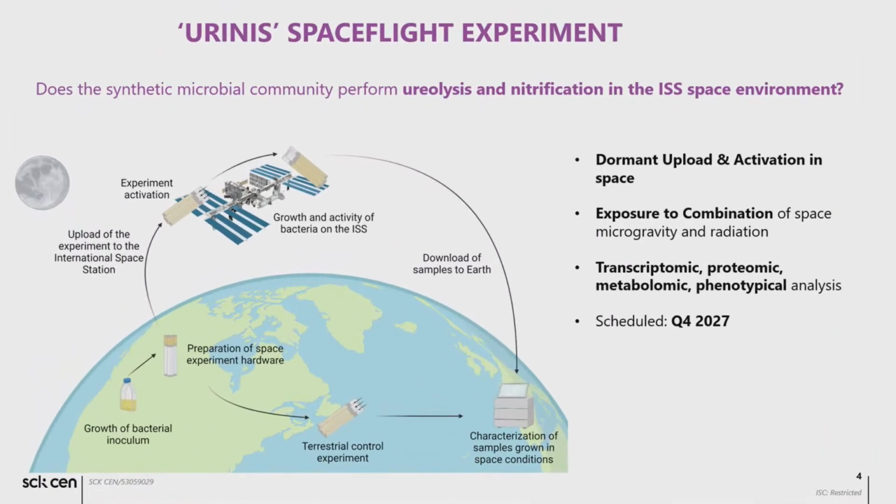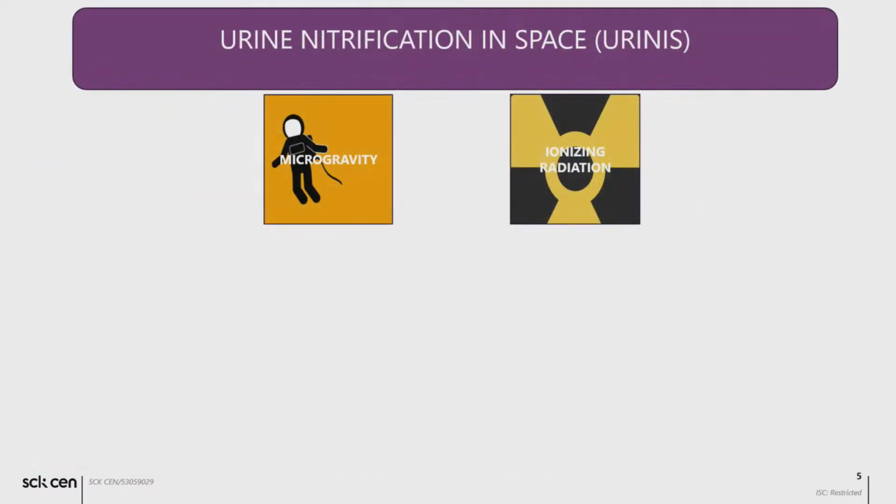The idea of the Urinis experiment is indeed a flight experiment to the ISS. We prepare everything. We have a batch run of this conversion, this process. We don't monitor it. It's a one-shot batch kind of process. We bring samples back and we analyze them. It's scheduled now, I hear, for 2027.